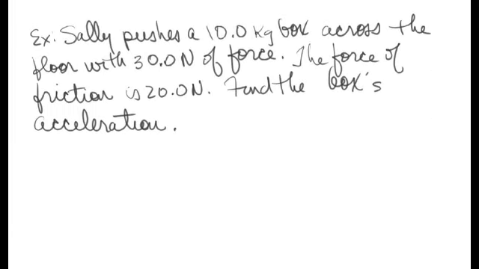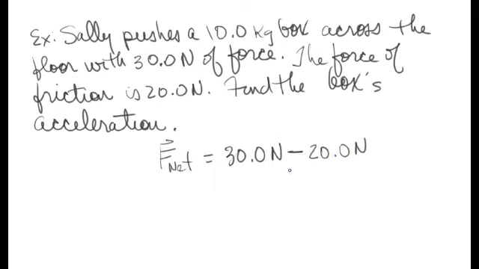Example. Sally pushes a 10 kilogram box across the floor with 30 newtons of force. The force of friction is 20 newtons. Find the box's acceleration. First, we're going to define the net force acting on the box, and that's just the sum of the forces. Assuming that Sally's force is positive, we have a plus 30 newtons for Sally, and friction always acts in the opposite direction of motion. That's a minus 20 newtons of force for the friction, giving us a net force of 10 newtons in the positive direction.